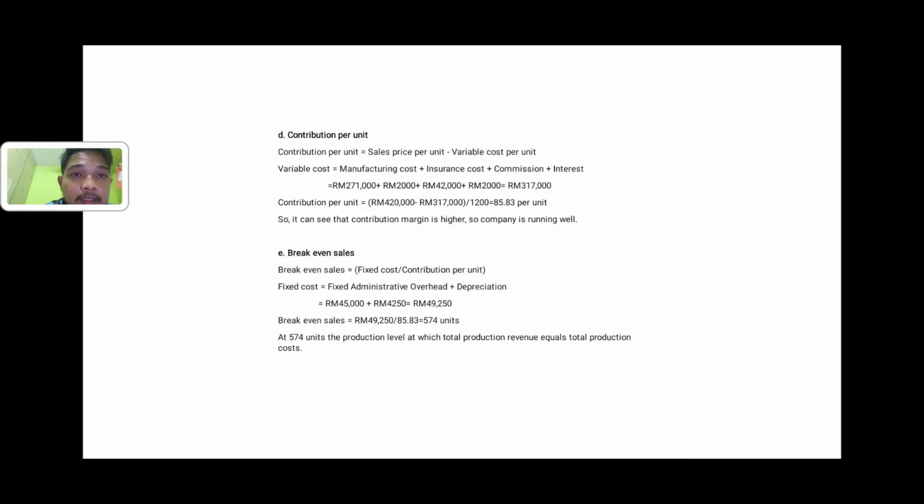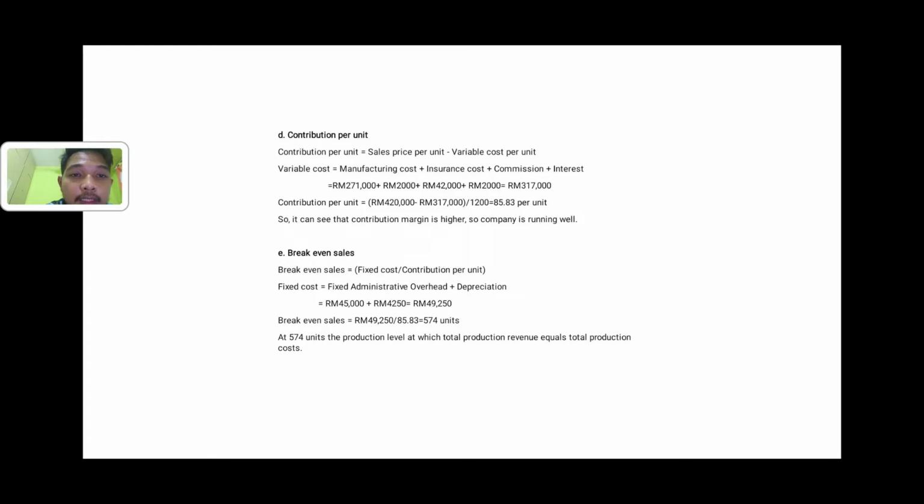D is the contribution per unit. Contribution per unit is sales per unit minus variable cost per unit. Variable cost equals manufacturing cost plus insurance cost plus commissions plus interest. So the contribution per unit is around 85.83 per unit. You can see that the contribution margin is high, so the company is running well.